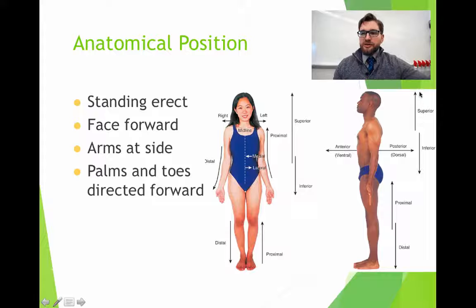The superior position would be anything towards the head. Inferior would be anything towards the feet. Anterior or ventral would be belly side. Dorsal or posterior would be the back side. Proximal is near attachment. So near to the point of attachment would be the hip for the leg, or it could be the shoulder for the arm. Distal is away from the point of attachment.